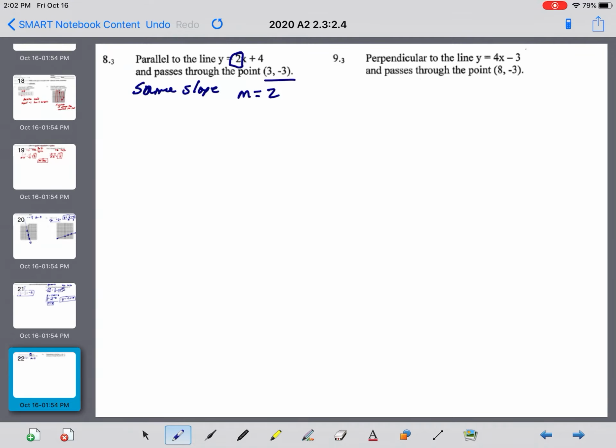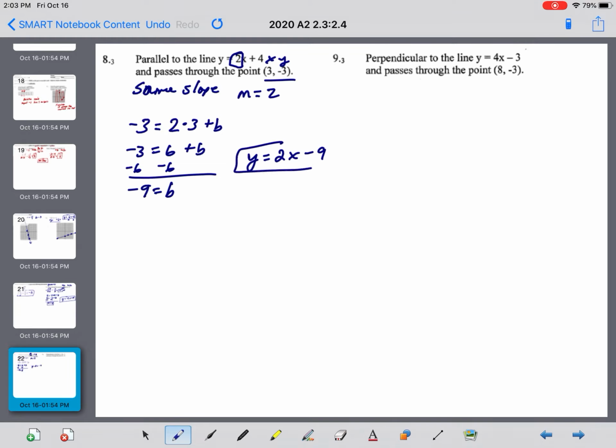Now we have this 1 point, this x and y. We have to turn this into an intercept now. So we're going to use y equals mx plus b again. We're going to say negative 3 is our y, 2 is our slope, positive 3 is our x. Let's figure out what our b value is. Negative 3 is equal to 6 plus b. Subtract 6 from both sides. Negative 9 is our b value. So your final answer would be y is equal to 2x minus 9.